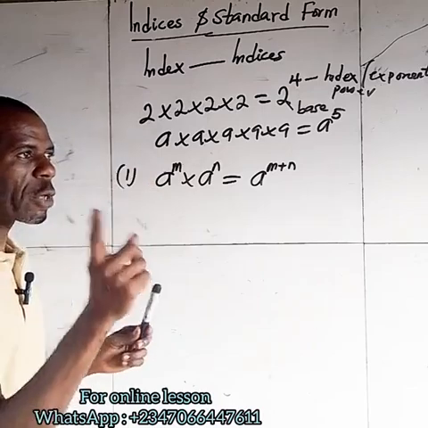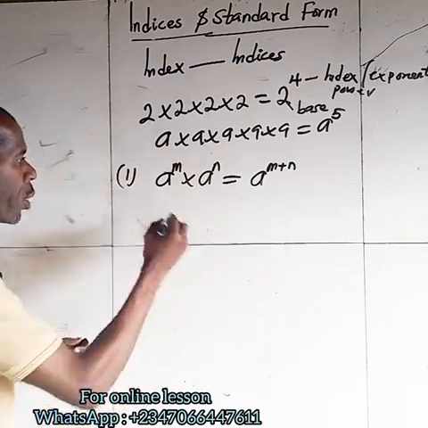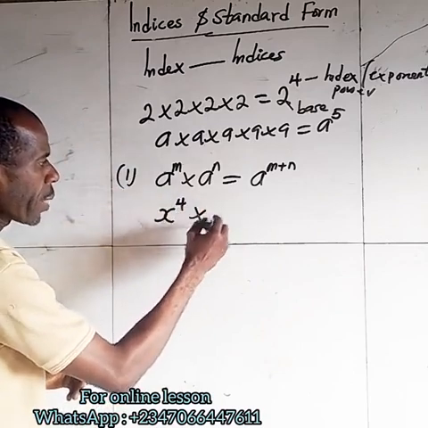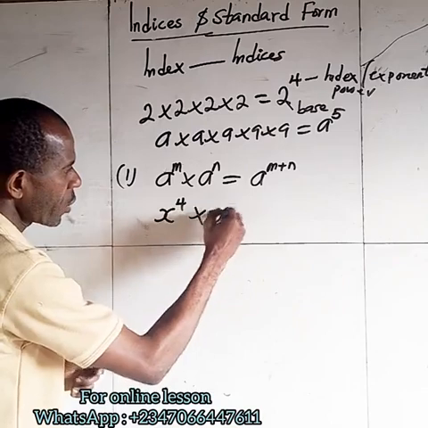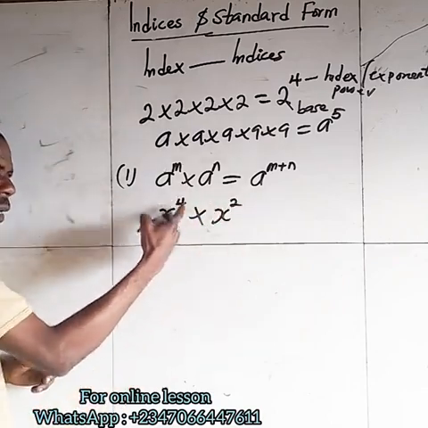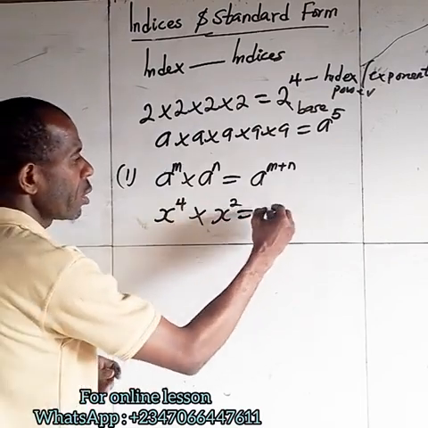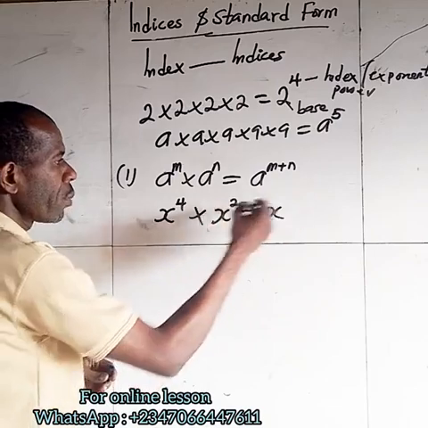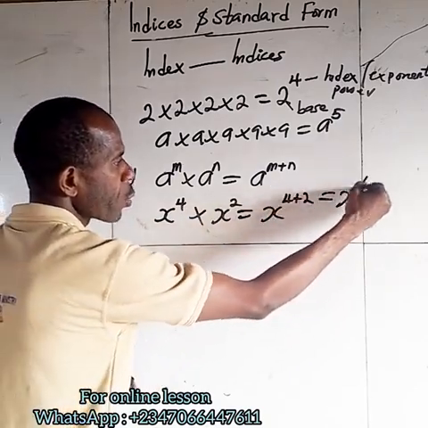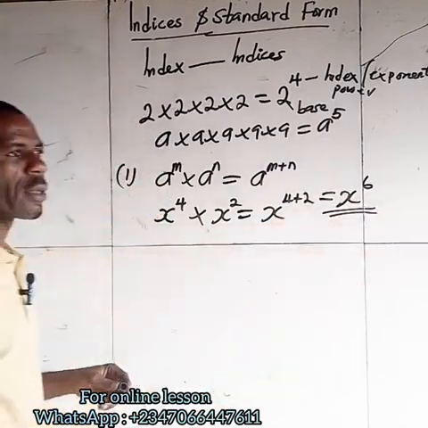So in real life, when you are solving questions, let's say, for example, if I have x raised to power 4 multiplying x raised to power 2, according to this law, just apply it. It becomes x, take one of the base, becomes 4 plus 2, which will give us x raised to power 6. This is the answer.